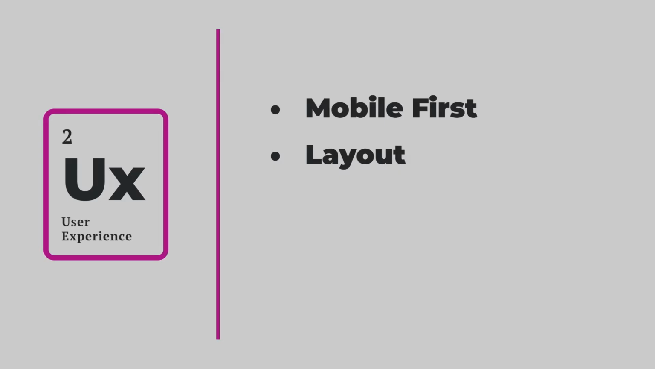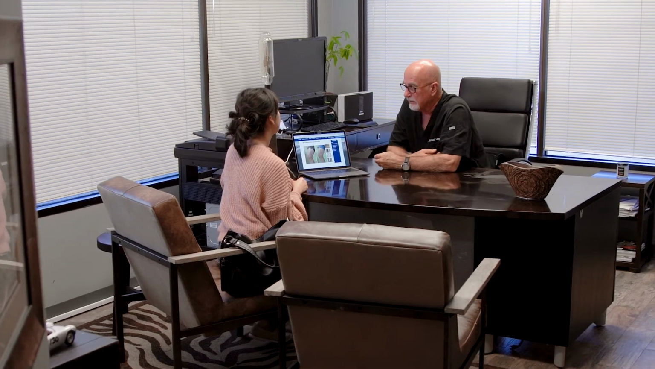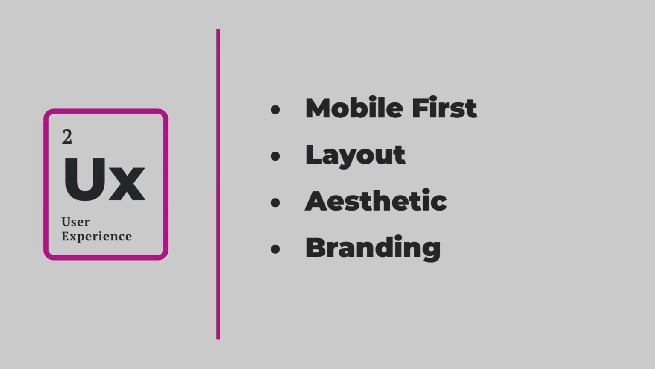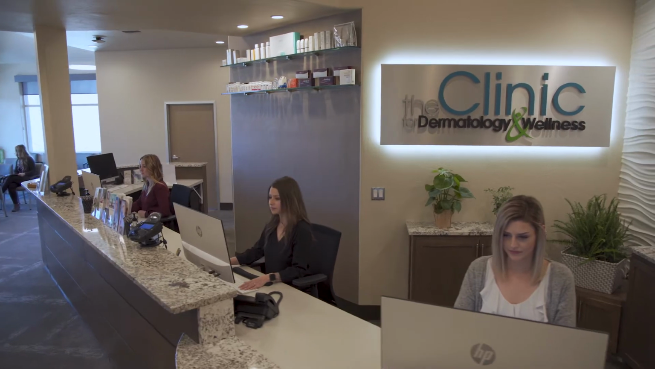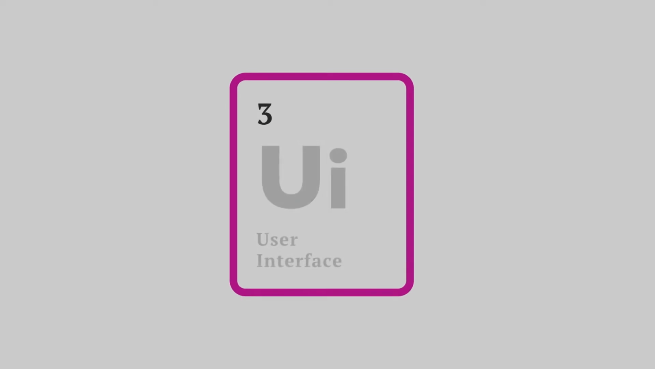A lot of the user interface has to do with aesthetic, making sure that you simplify things and find areas where you can limit distractions to make sure that things are aesthetically pleasing. And then we'll talk about branding. We'll talk about why it's important to have a consistent brand, to represent who you are, and to make sure that you leave a good and lasting impression on your visitors. Then we'll move on to element 3, which is user interface.